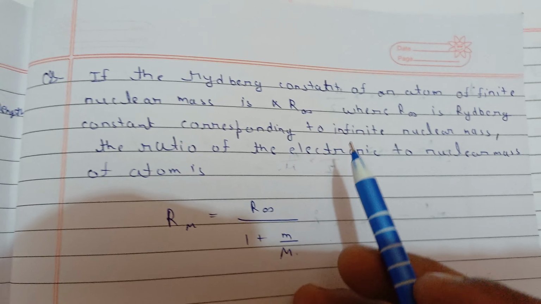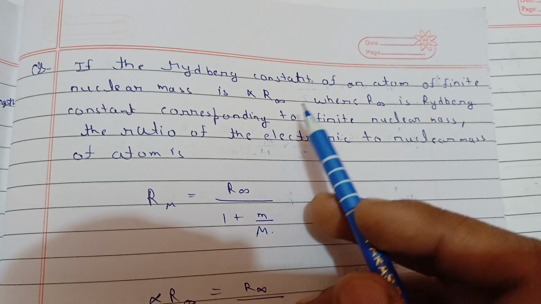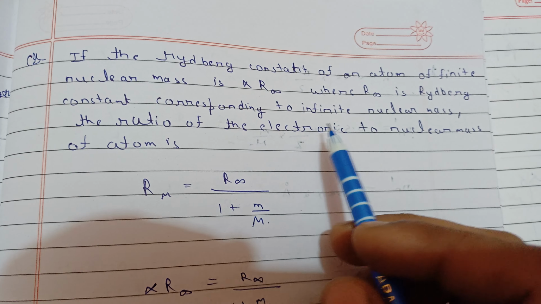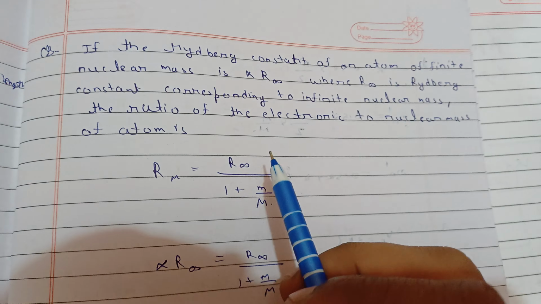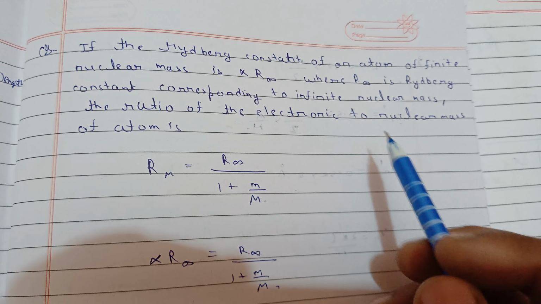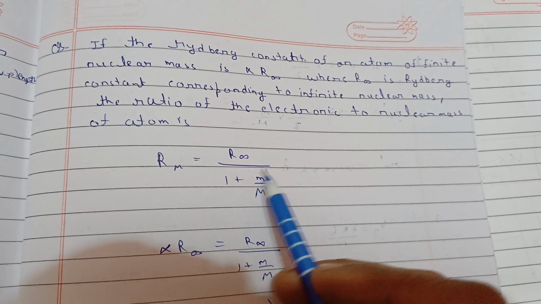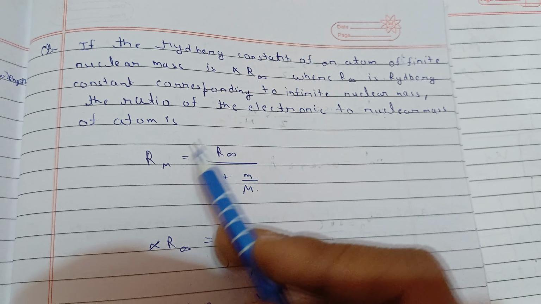Next is: if the Rydberg constant of an atom of finite nuclear mass is alpha R infinity, so a general case is given, where R infinity is the Rydberg constant corresponding to infinite nuclear mass, the ratio of the electron mass to the nuclear mass of the atom is. So we need to find the ratio of the electron mass to the nuclear mass. We know the generalized formula for the Rydberg constant, that is this. We need to find this value, and this is given, that is alpha R infinity.